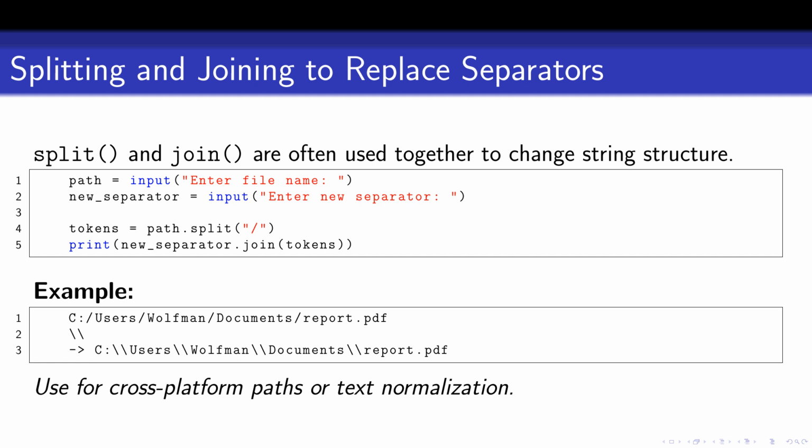This technique is clean, reusable, and much easier than trying to manipulate strings with index slicing or loops. It's especially useful when you need to swap out delimiters in paths, URLs, or identifiers, and it's widely used in tools that must work across Windows, Mac OS, and Linux environments.